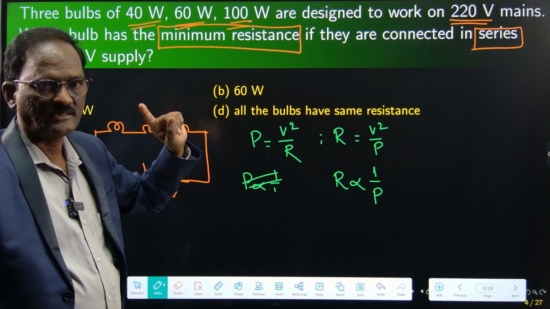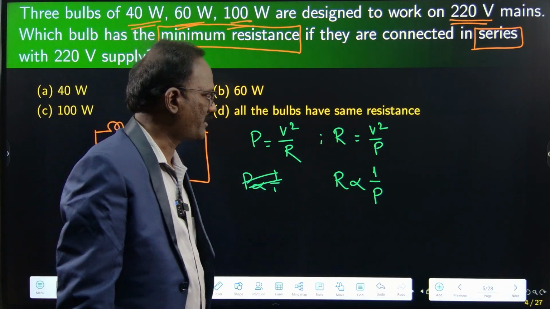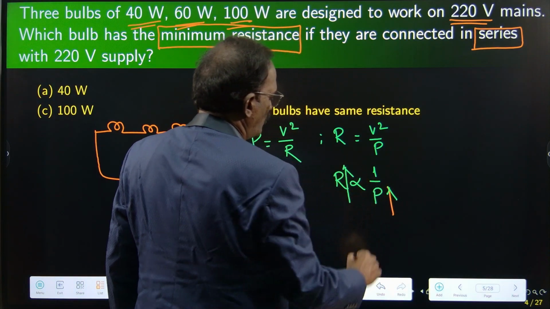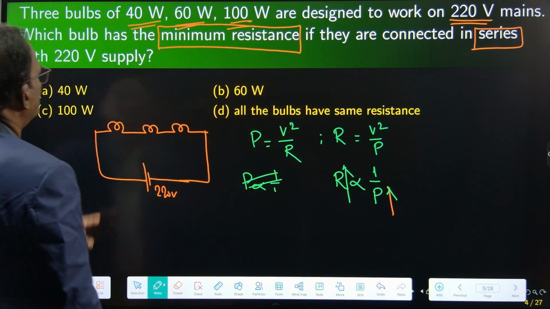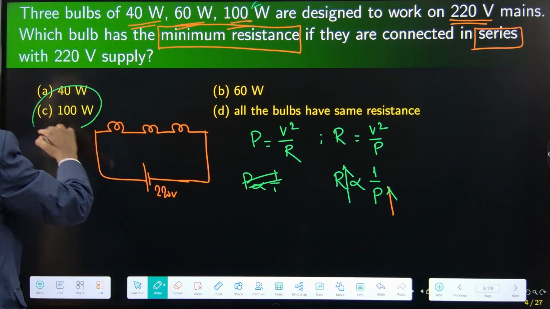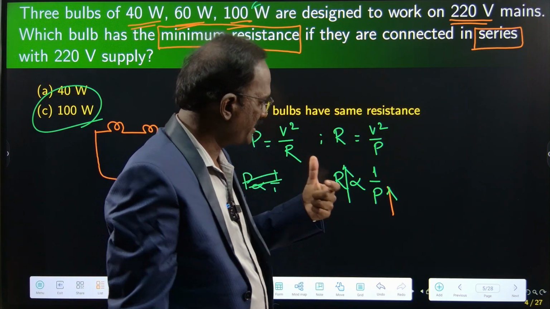Which bulb is having the minimum resistance? To have the minimum resistance, the power rating has to be more. Among 40, 60, 100, the answer is 100 watts. So the 100 watts bulb will have the minimum resistance.